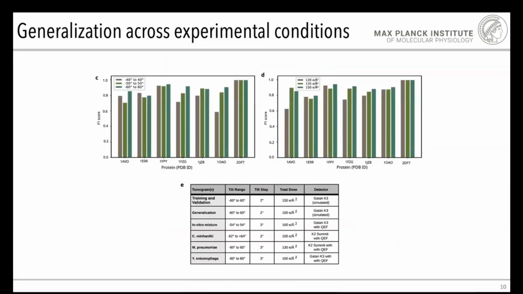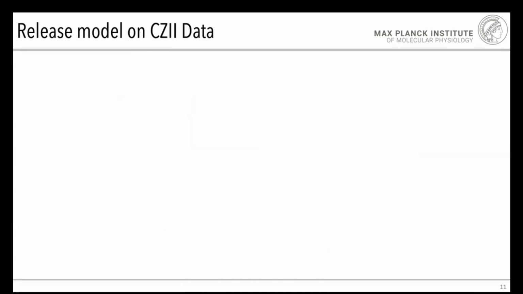This slide I threw in for Tristan after the discussion yesterday to show that not only does TomoTwin generalize well to new proteins, but it also generalizes well across a range of experimental conditions. And I think this is just owing to the deep metric learning strategy. If you change your tilt range, you change your tilt step, you have a different microscope, a different detector, a different total dose, TomoTwin is able to generalize across all of these experimental conditions.